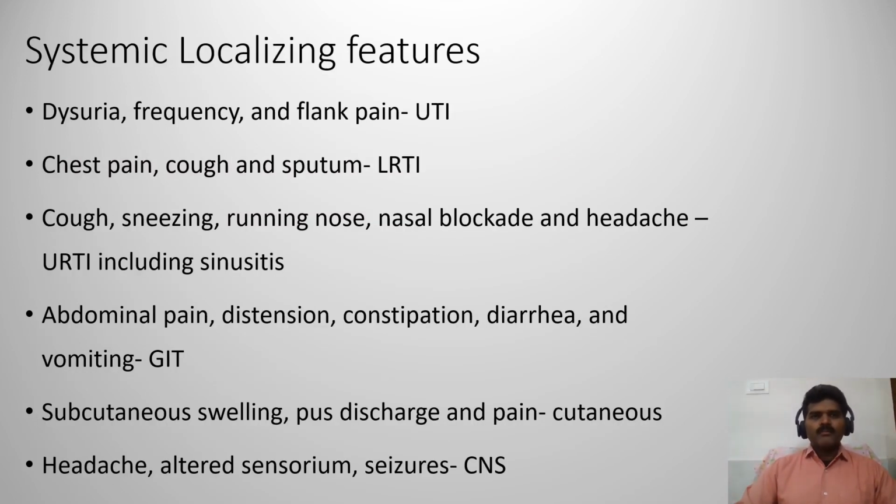Rectal temperatures are the most commonly checked. They're typically 0.7 to 1 degree centigrade higher than oral temperatures. Oral and axillary temperatures can also be checked, but you need to add at least 1 degree centigrade to the value you got on the thermometer.